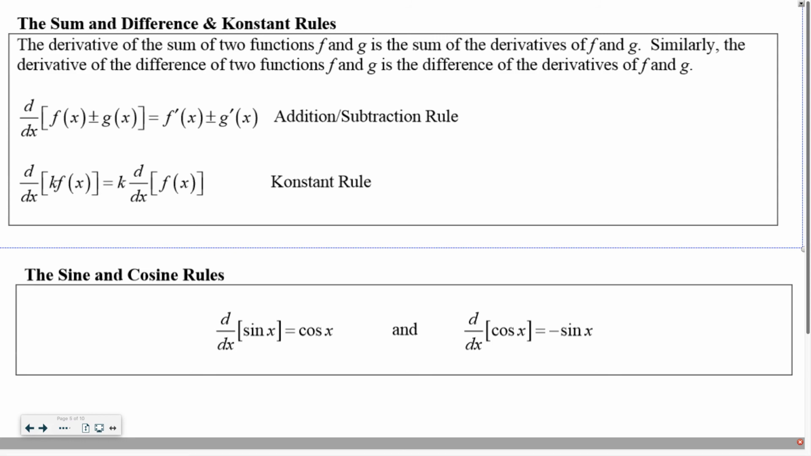Essentially you know that sine and cosine are connected. You just got to remember, is it going to be positive, is it going to be negative? The derivative of cosine is negative sine. Did you forget that, Eli?